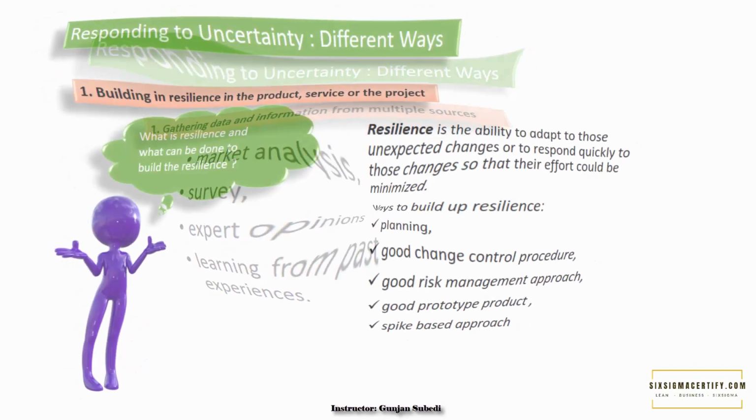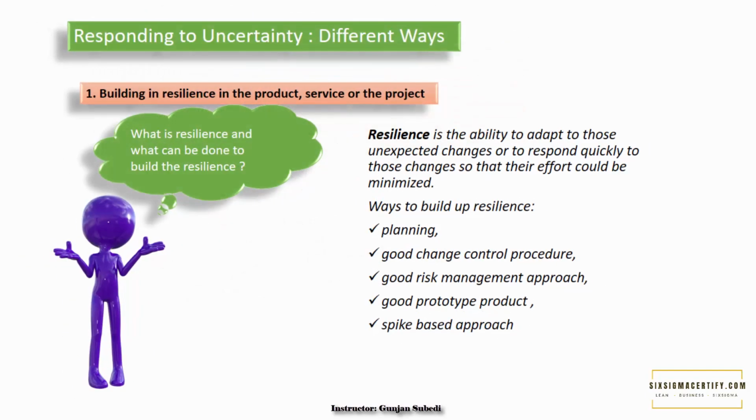Another approach is building in resilience in the product, service, or project that is producing any product or service. So what is resilience? We go through a lot of changes which could be unexpected. Resilience is the ability to adapt to those unexpected changes or to respond quickly to those changes so that their effort could be minimized. So what can be done to build up the resilience? Anything that includes good planning, good change control procedure, good risk management approach, good prototype product, and as I discussed earlier, a spike-based approach for basically the agile-based project could be useful in building up the resilience.